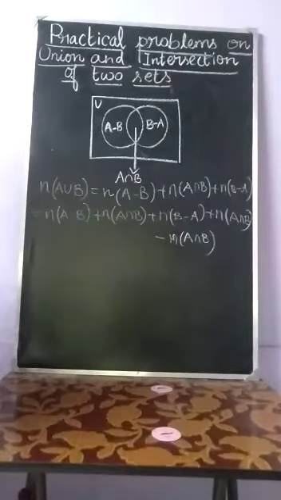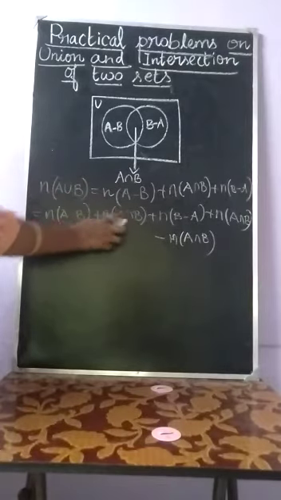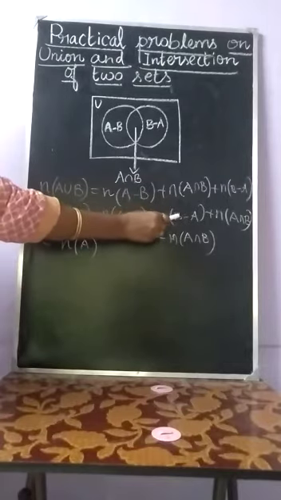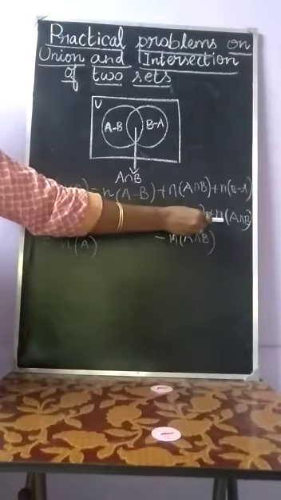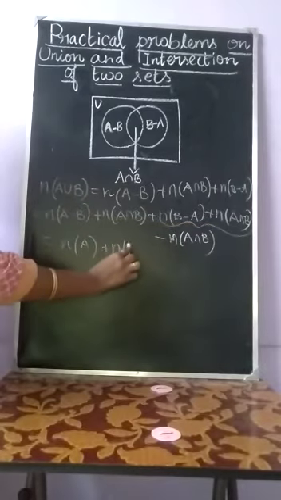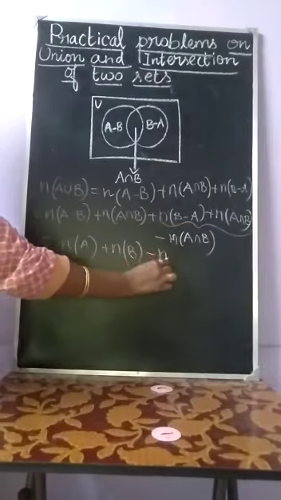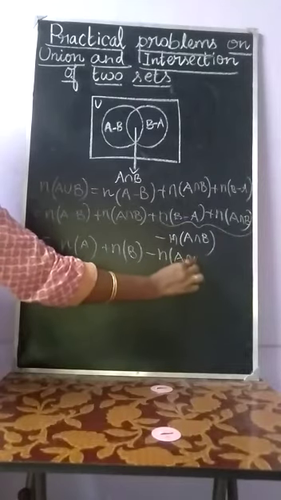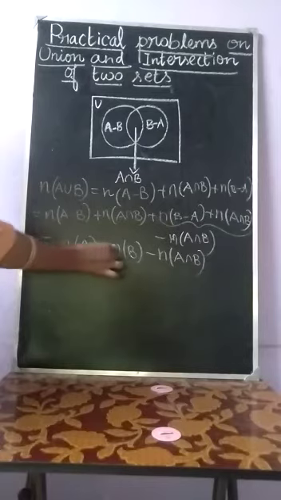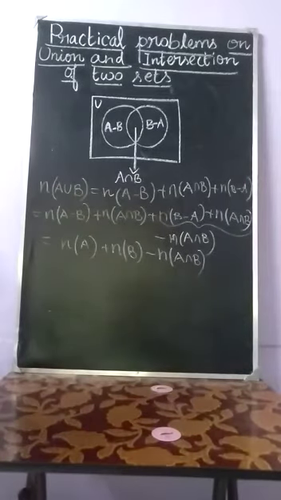Now, n of A minus B plus n of A intersection B, how can we write this value? That is n of A. Next, n of B minus A plus n of A intersection B, this whole part is actually n of B. Next value is minus n of A intersection B. So, what is the formula for n of A union B? n of A plus n of B minus n of A intersection B.